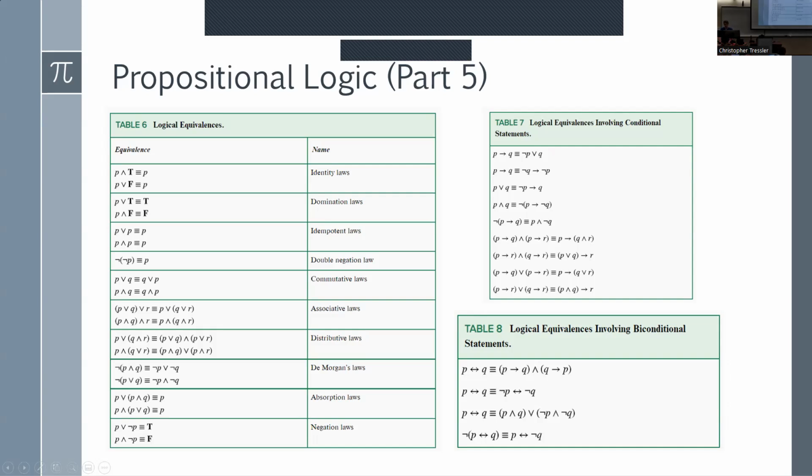With that being said, P or false works the same way. Notice that if we have something ORed with false, it's just going to depend on that original proposition. If we have true or false, it's going to be true.